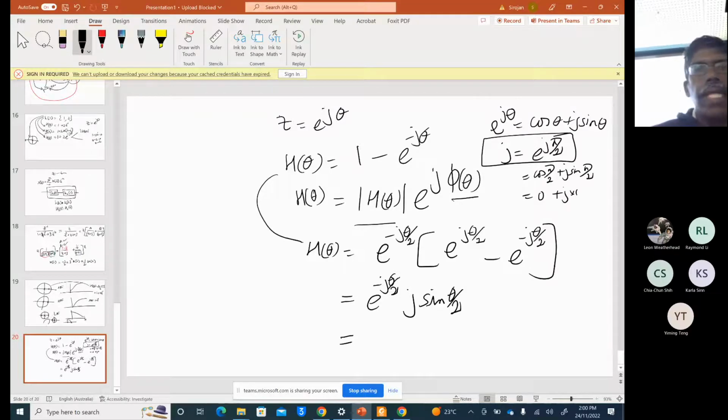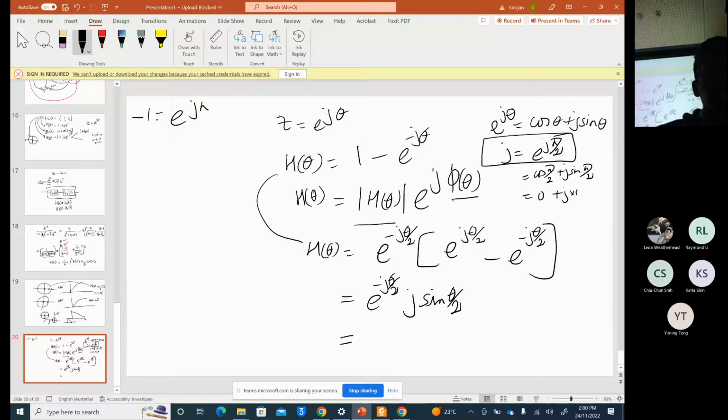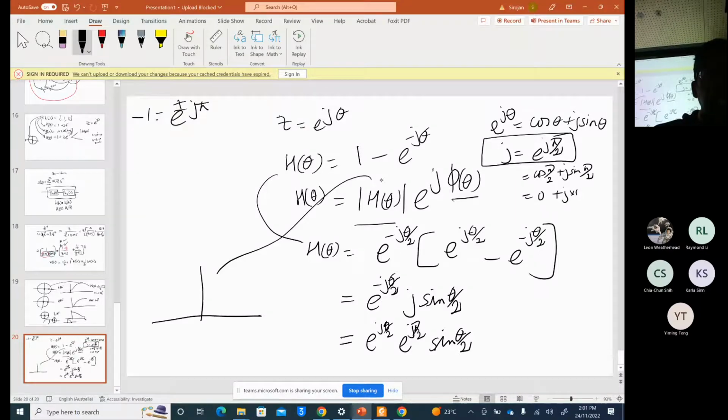And likewise, what is minus 1? Minus 1 is equal to e to the j pi. So here also plus or minus is okay. Plus or minus pi is minus 1. Okay. So this one has to be in the power. So e to the j theta by 2, then e to the j pi by 2 times sine theta by 2. Okay. So then your phase response, and the magnitude response is sine theta by 2. What is sine theta by 2? This one, sine theta by 2.